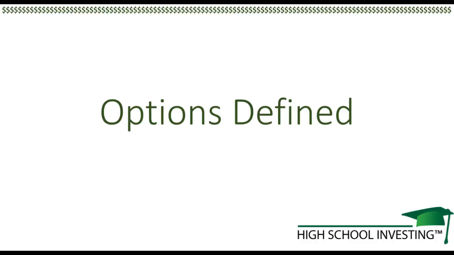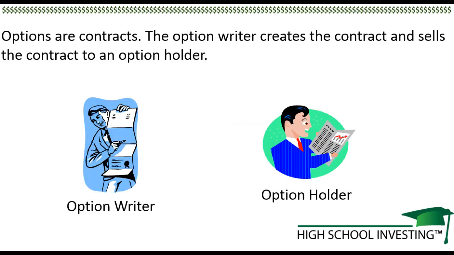Hello, this is Joe Navickas, and I'm going to go over what options are and walk you through why people use them. First of all, think of options as a contract. The option writer is the one who creates a contract and sells the contract to the option holder. So there's two parties, the option writer and the option holder.